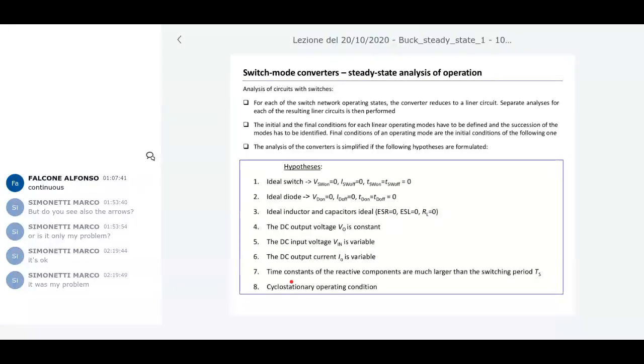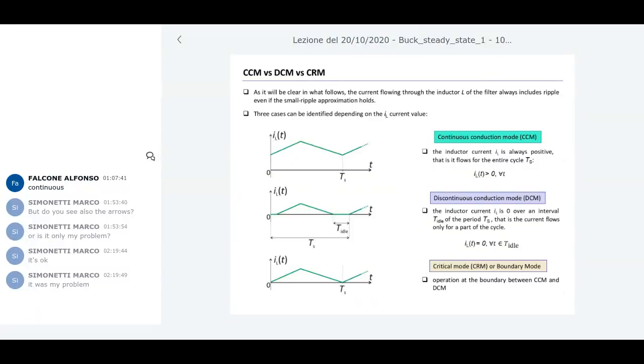Cyclostationary means that the variables are the same period by period. And this is the case, because as you can understand, there is a period which is Ts, in which you have a variation of some electrical quantities. I showed you before as a variation, but this variation is the same for each period. So this is a cyclostationary condition.